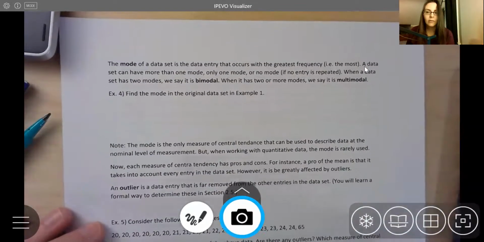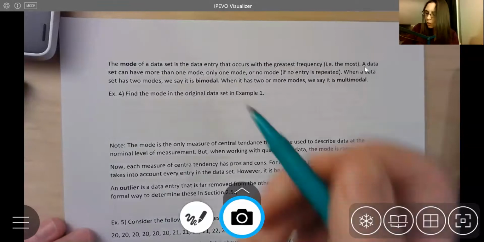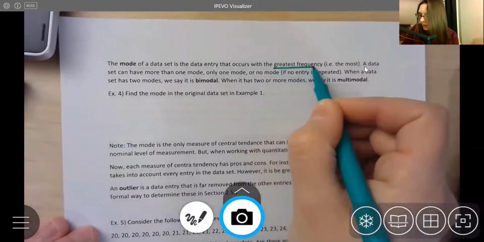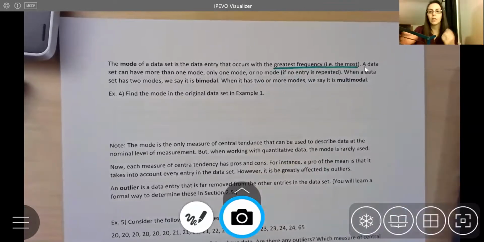Now, the last main form of central tendency is the mode, and the mode of a data set is the data entry that occurs with the greatest frequency, i.e. the most. So if you have a data point that keeps occurring over and over again and it occurs the most, that would be your mode. Data sets can have 1 mode, they can have 2 modes, they can have more than 2 modes, they can have no modes, so anything could happen here.